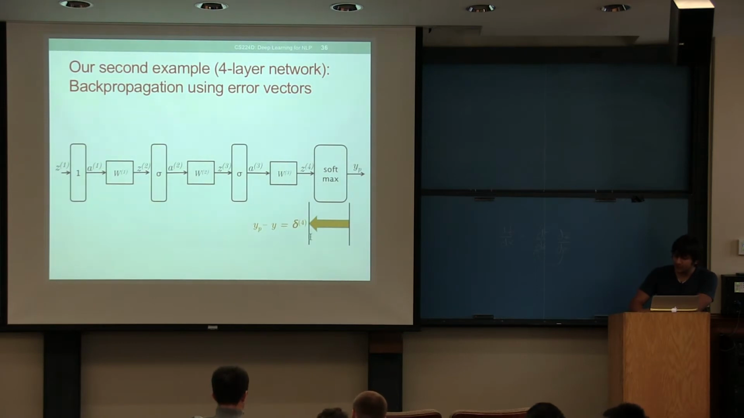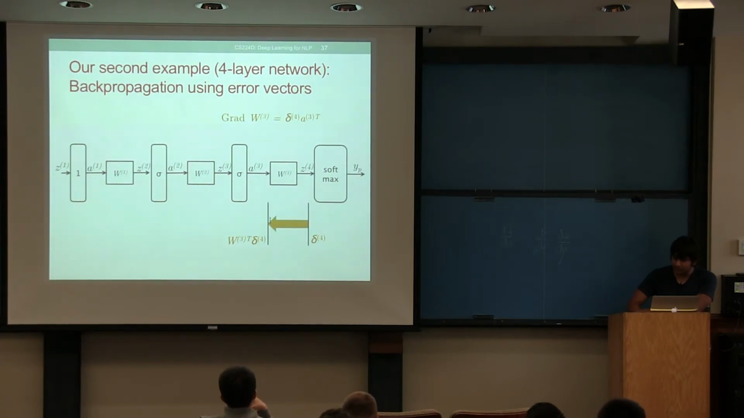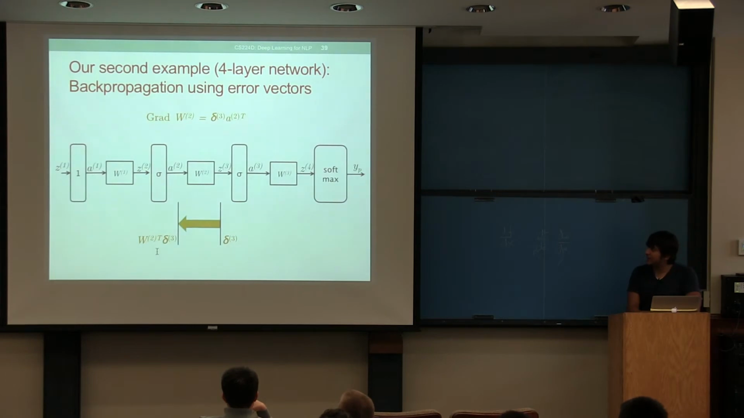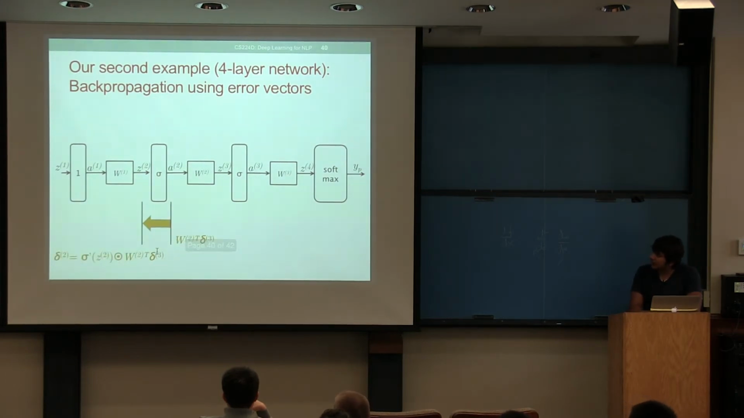I'm going to call this delta 4. We move across the W3 matrix, so you have W3 transpose delta 4. And you get the error at this point. You can also calculate the gradient at this point in time. Then you move across this pointwise nonlinearity by applying a pointwise product. Again, everything is multiplied to the left-hand side. And then again, you move across the second affine transformation. And then you basically do exactly the same process again. And you can calculate the gradient again.